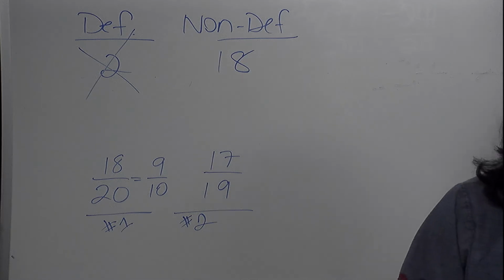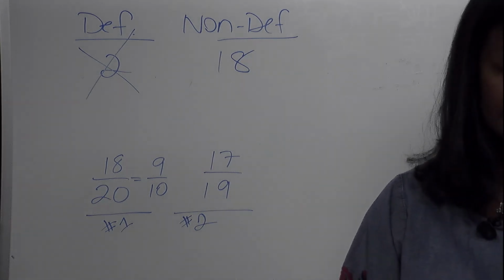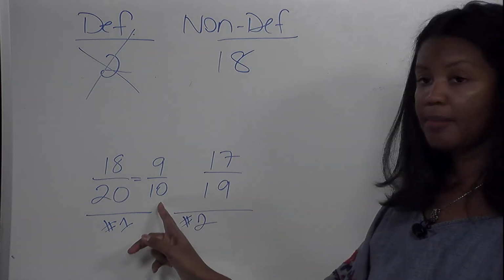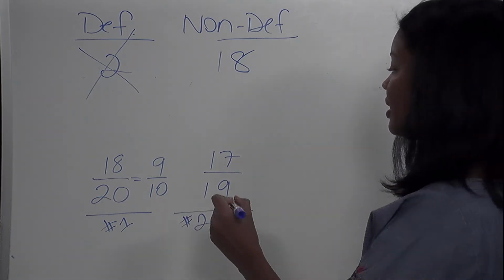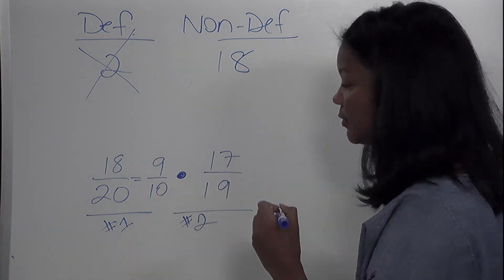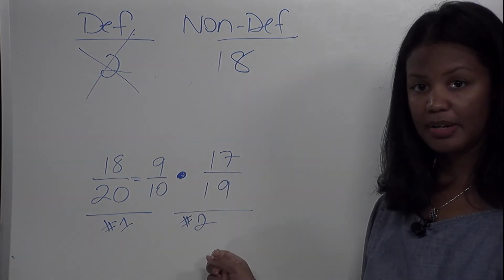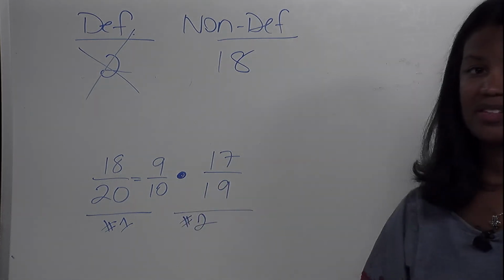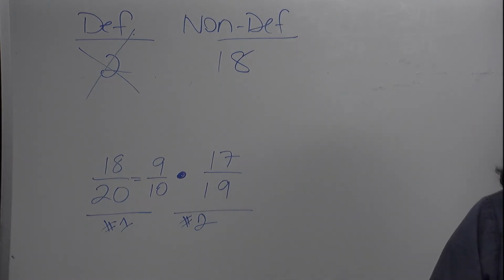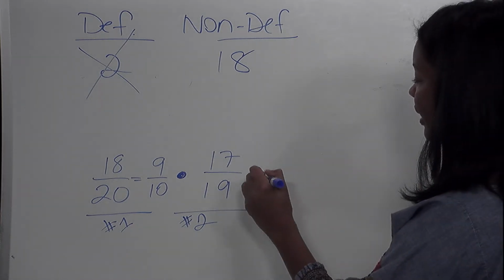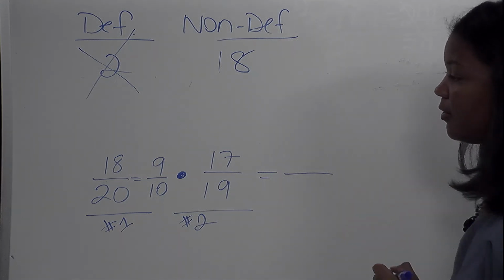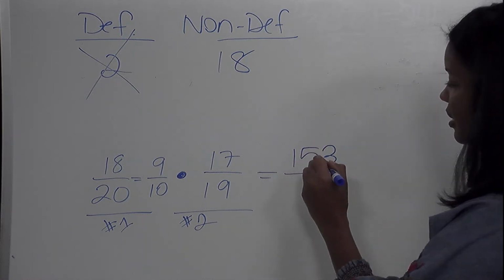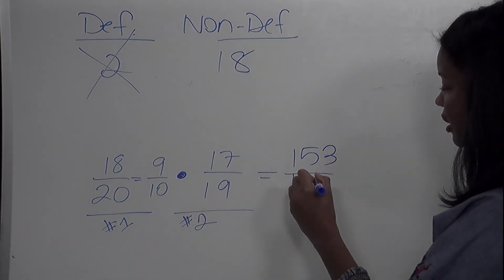So in order to calculate the probability that neither of these light bulbs will be defective, we have the probability of number 1 and number 2, and we multiply these together because we want this and this to happen. Whenever you want two things both to happen, we multiply, because the chance of that happening is smaller than the chance of them happening individually. We can use a calculator if we need to, but if we multiply 9 times 17, we get 153, and 10 times 19 is 190.